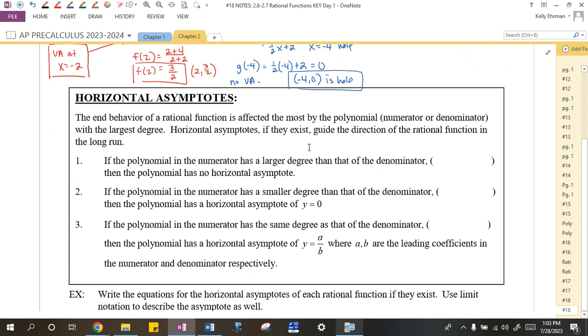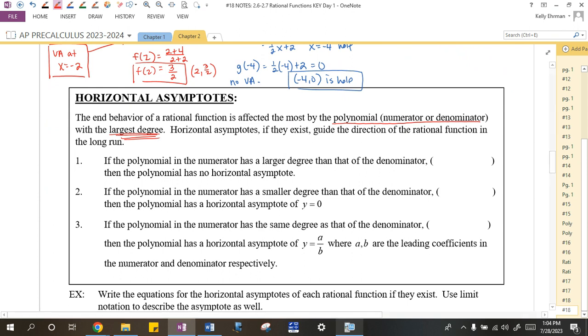With rational functions, the end behavior doesn't have to increase without bound. It doesn't have to go to infinity or negative infinity like polynomial functions do. So instead, end behavior is affected the most by the polynomial, whether it's in the numerator or denominator, with the largest degree. That is what's guiding the overall behavior as you start plugging in really large positive values or really small negative values. Horizontal asymptotes don't have to exist.